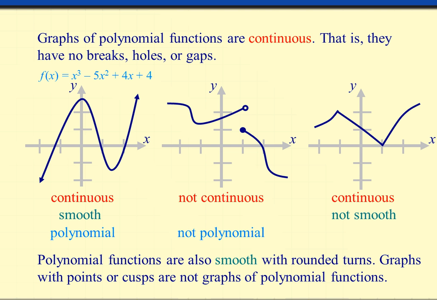The middle graph we know is not a polynomial because it's not continuous. And the third graph we also know is not a polynomial. Although it's continuous, it's not smooth. So that's how we can tell by looking at a graph whether it's reasonable that it might be the graph of a polynomial function. Now, there are other graphs of different types of functions that are continuous and smooth, but not polynomials. But all polynomial functions have to be continuous and smooth graphs.